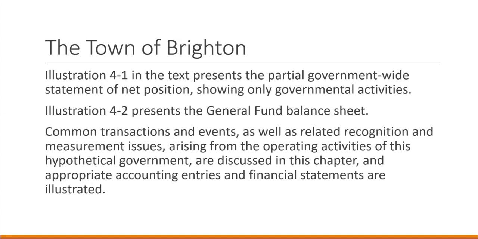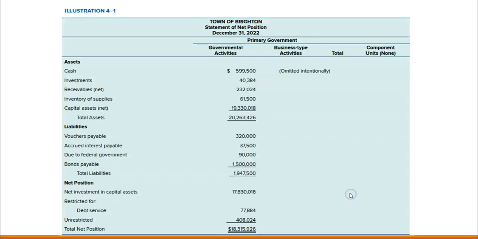The first two financial statements we have are the statement of net position, and this is just taken straight from the textbook. The book talks about how business type activities are not included because that is the focus of chapter 7. So we're really just looking at governmental activities in chapter 4. You can see where we have our assets, liabilities, and our net position.